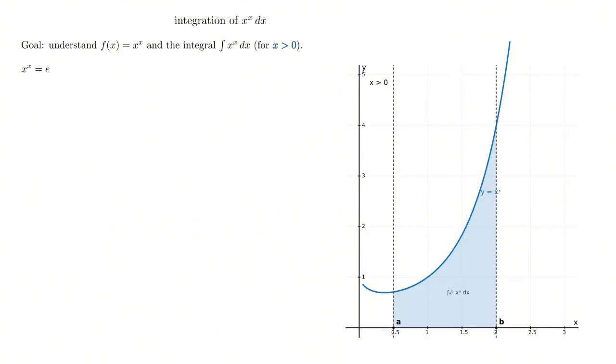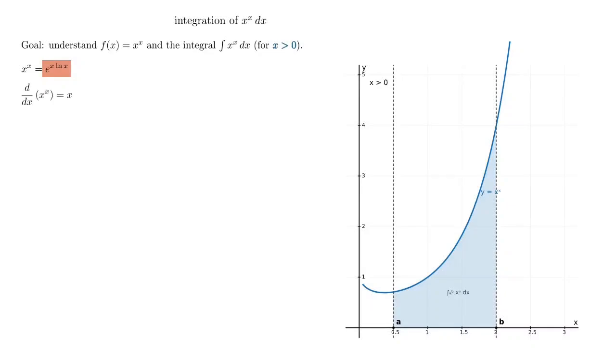A great teaching move is to rewrite x to the x into a form that calculus likes. Exponents become easier when we switch to the exponential function and natural log. This rewrite is the key, because it turns a tricky power into an exponential of something.